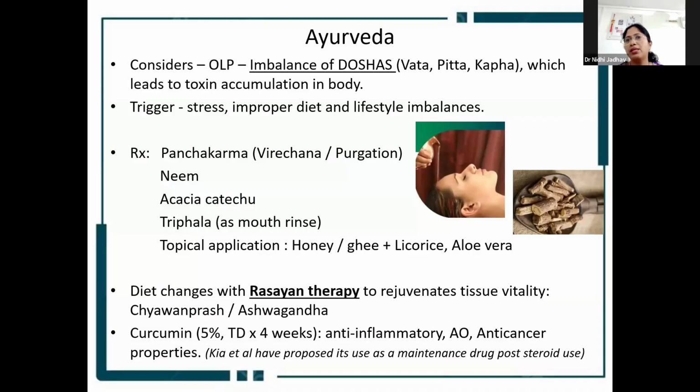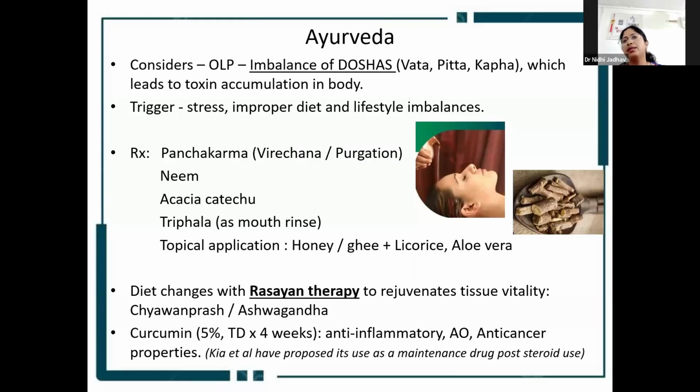When we look at Ayurveda, they consider oral lichen planus to develop because of an imbalance of the various doshas which accumulate in the body. And they consider the triggers the same as what we consider: stress, improper diet and lifestyle imbalances. So for the treatment part, Panchakarma, definitely we need to take the help of a specialist in this.